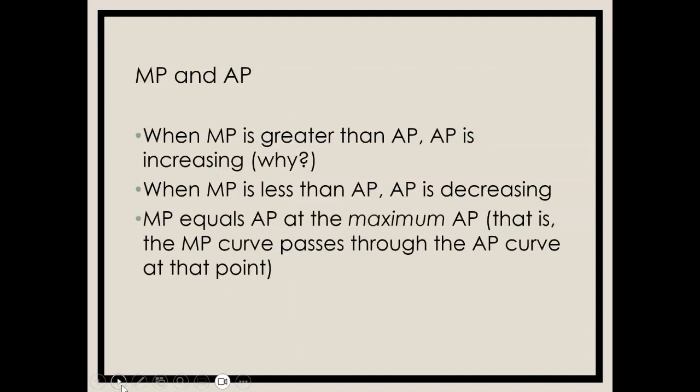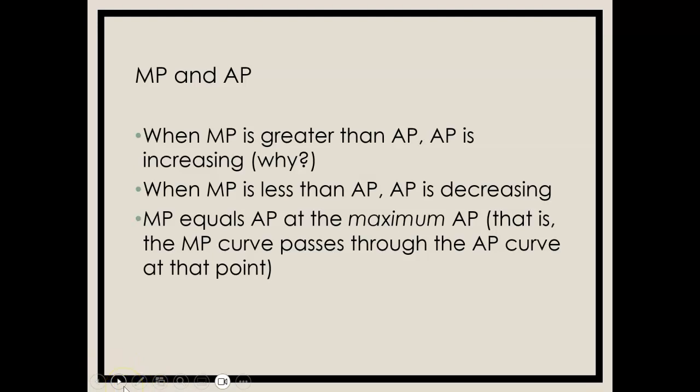Okay, now let's look at the relationship between marginal product and average product. When marginal product is greater than average product, average product is increasing. When marginal product is less than average product, average product is decreasing. And when marginal product equals average product, it does so at the maximum average product. That is, the marginal product curve passes through the average product curve at the maximum of the average product curve.